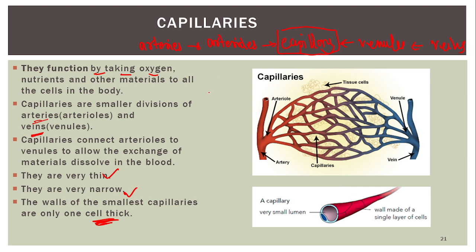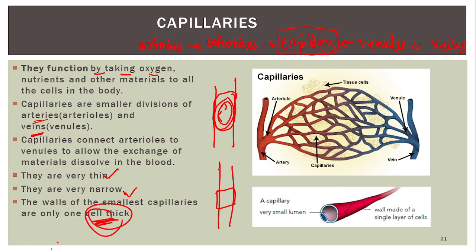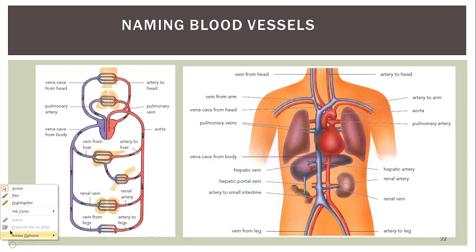Remember that. You may get a question like this, where they will draw a cell inside and ask which blood vessel is that. You see a cell inside, which means it's a capillary because it's only one cell thick. Yes, easy. Let's move ahead.